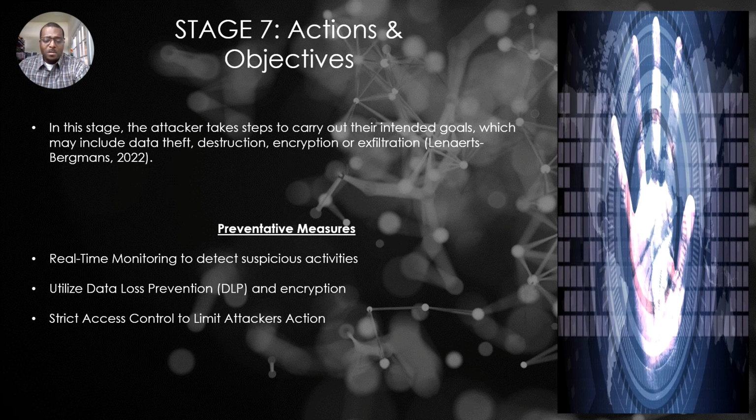Stage 7 of the cyber kill chain model is actions and objectives. This is where the attacker takes the steps to carry out their intended goals and plans of data theft. Organizations can use the preventative measures such as real-time monitoring to detect suspicious activity. They can utilize data loss prevention and encryption, and they can have strict access control to limit attackers' actions.